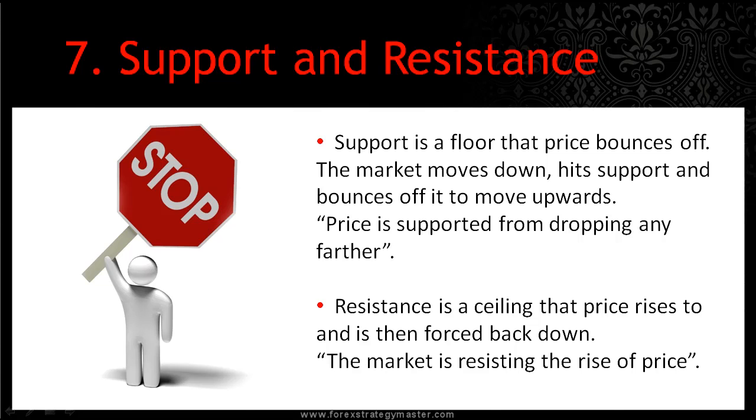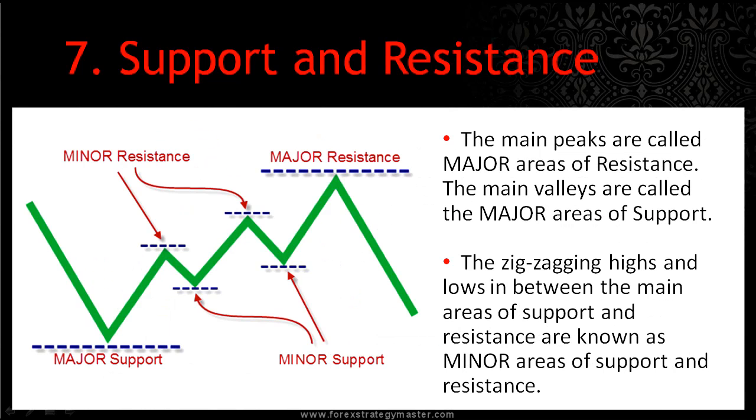Resistance is a ceiling that price rises to and is forced back down. The market is resisting the rise of price. The main peaks are called major areas of resistance. The main valleys are called major areas of support.